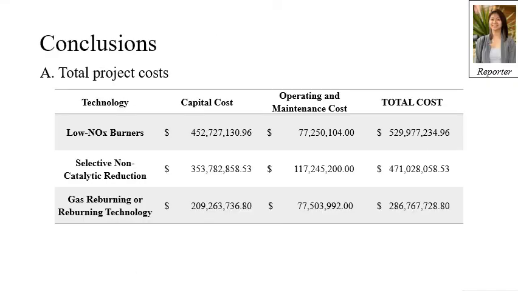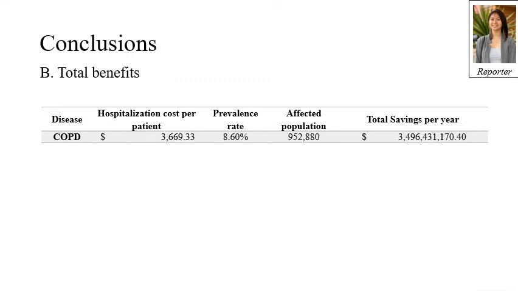The conclusions will show the summary of the project cost, benefit cost ratio, unaddressed risk, net benefits, and benefit risk ratio. First is the total project cost, and it shows that the low NOx burners have the highest cost and the gas burning with the least cost. The total benefits for each technology is 3,496,431,170.4 US dollars per year. And the table also shows the amount saved by the city through the averted case of chronic obstructive pulmonary diseases.